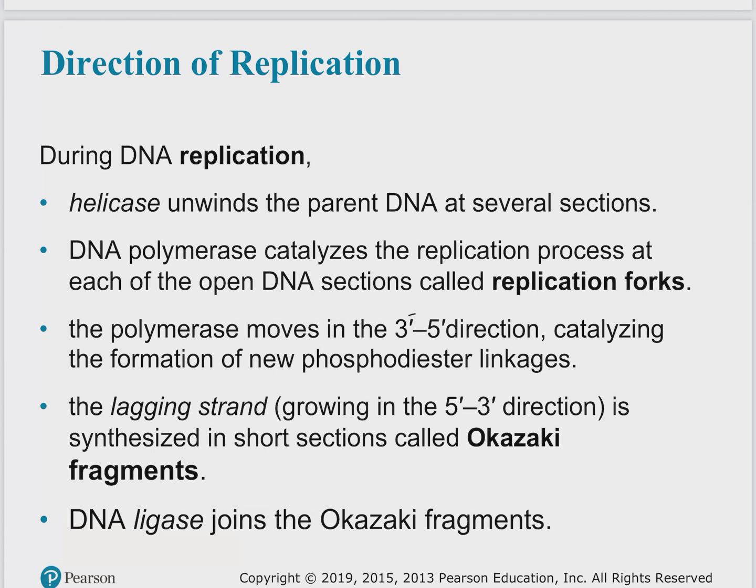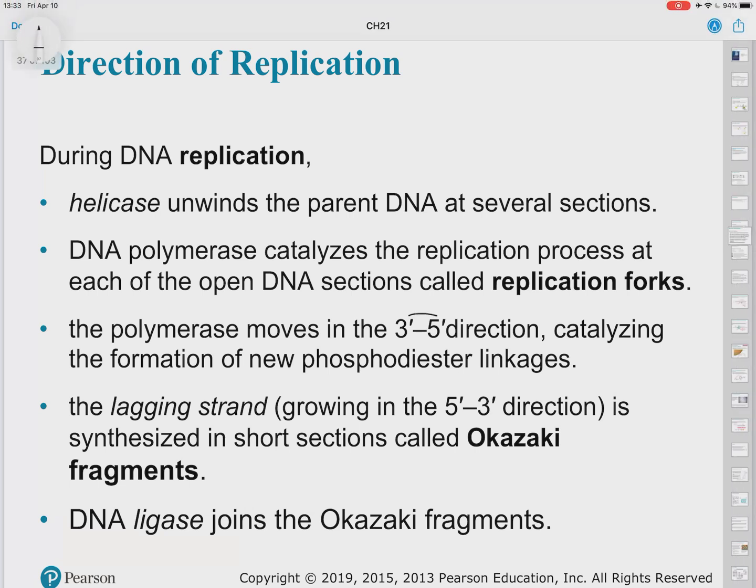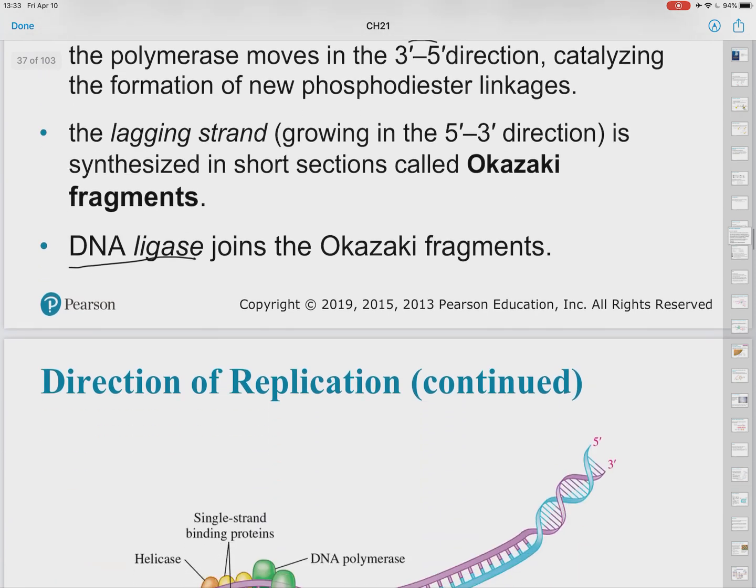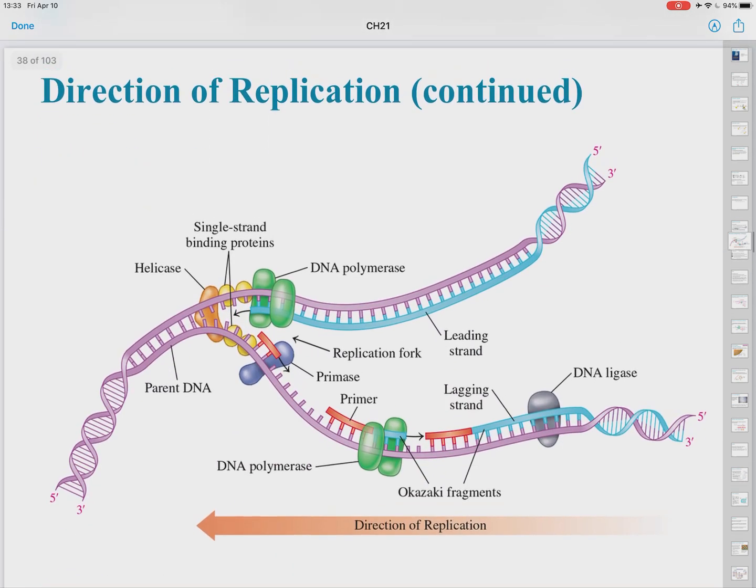Okay, so helicase unwinds the DNA. DNA polymerase is the enzyme that actually is responsible for making the reaction of those growing nucleotide chain, the growing daughter strand. It moves in the 3-5 direction, catalyzing the new linkage, the lagging strand, also growing in the 5-3 direction, called Okazaki fragments. They get joined together by DNA ligase. That is the enzyme that joins the lagging strands together.